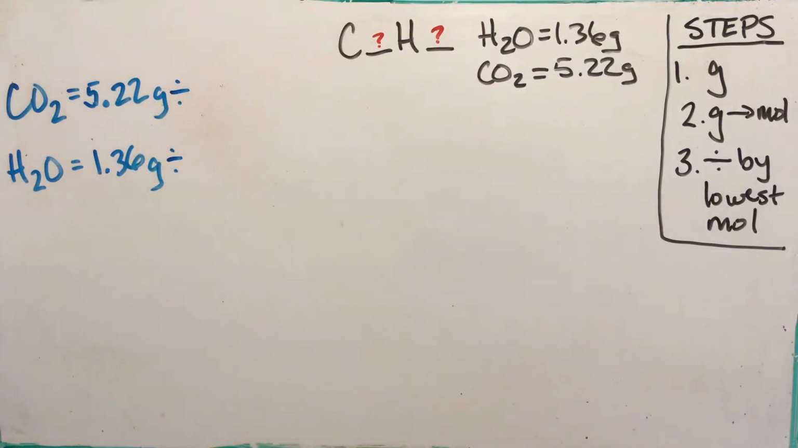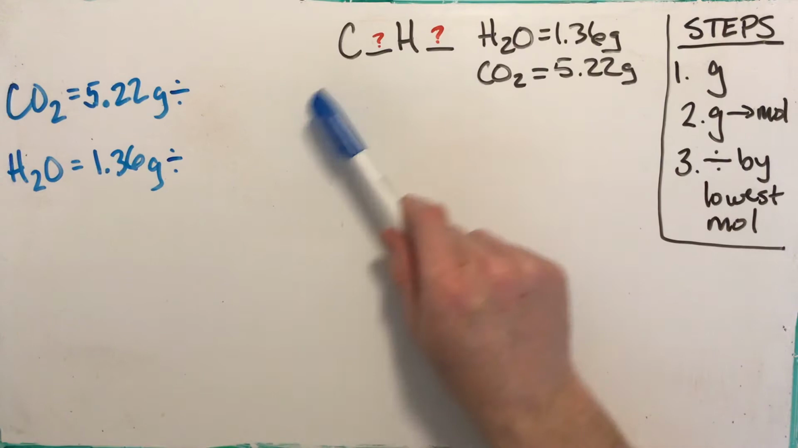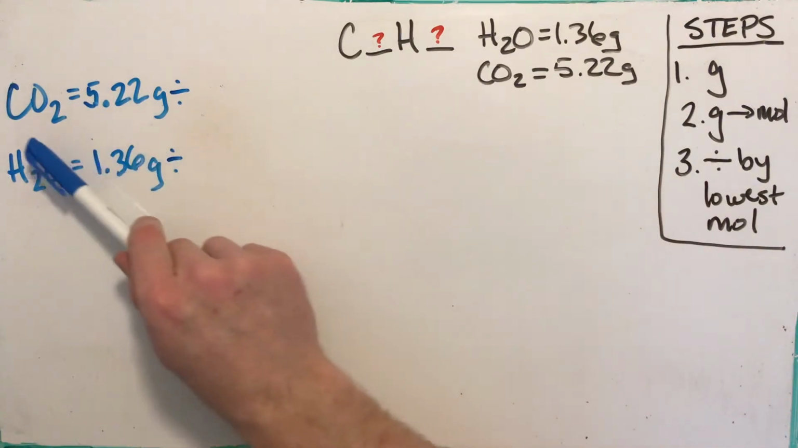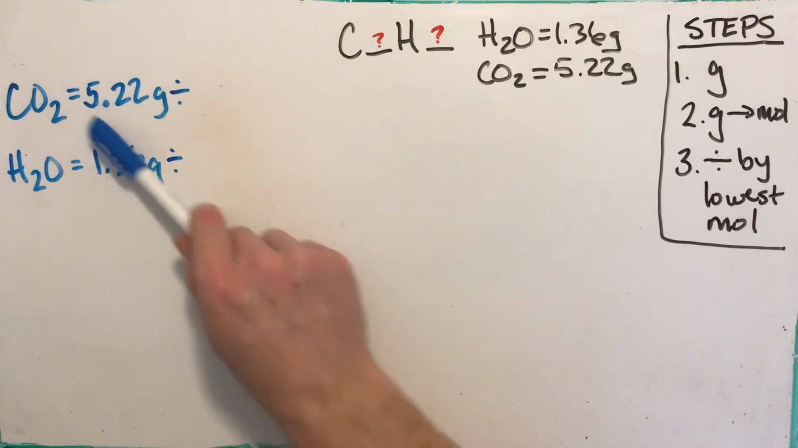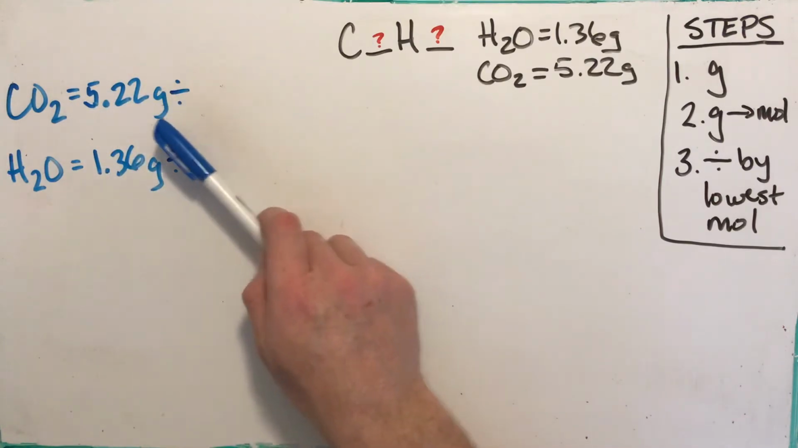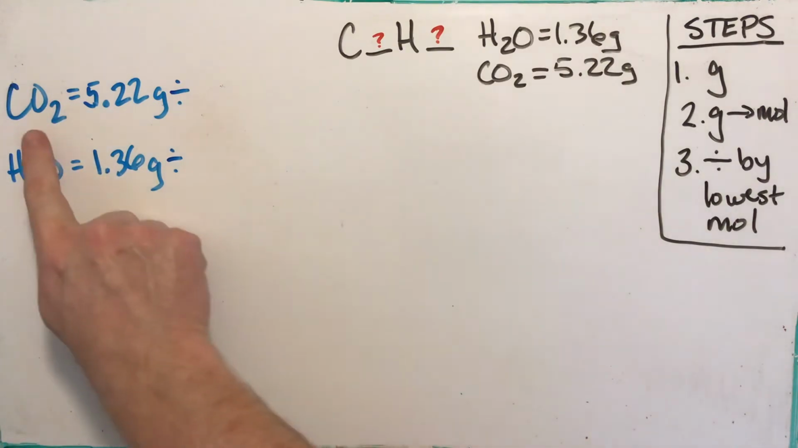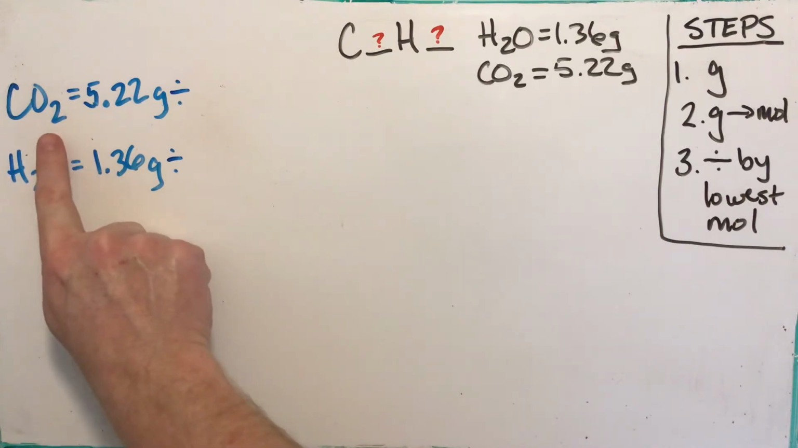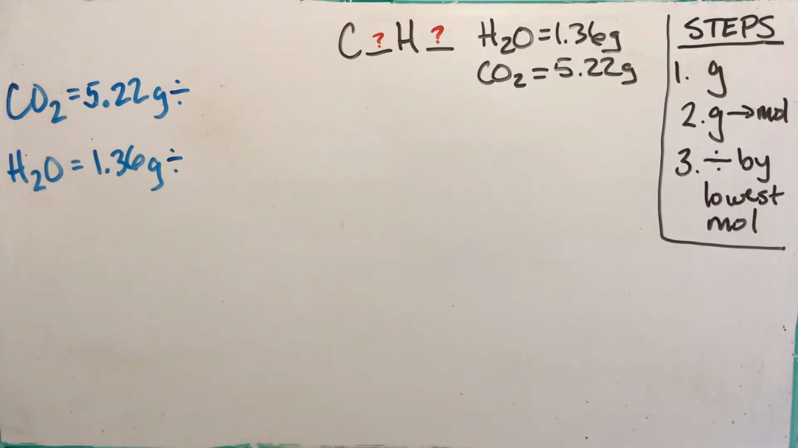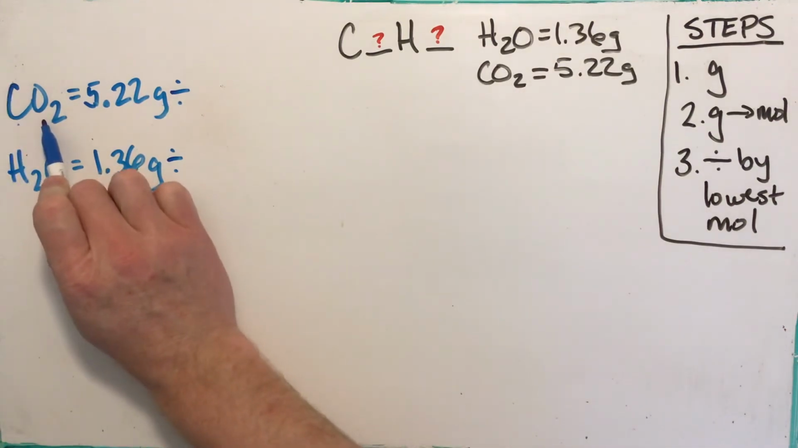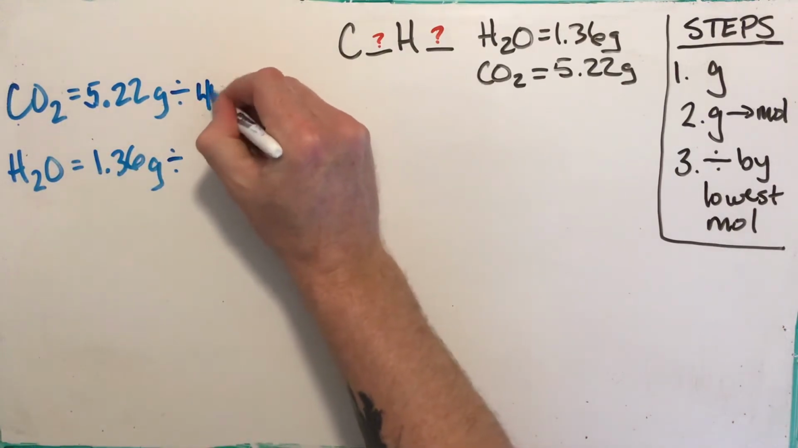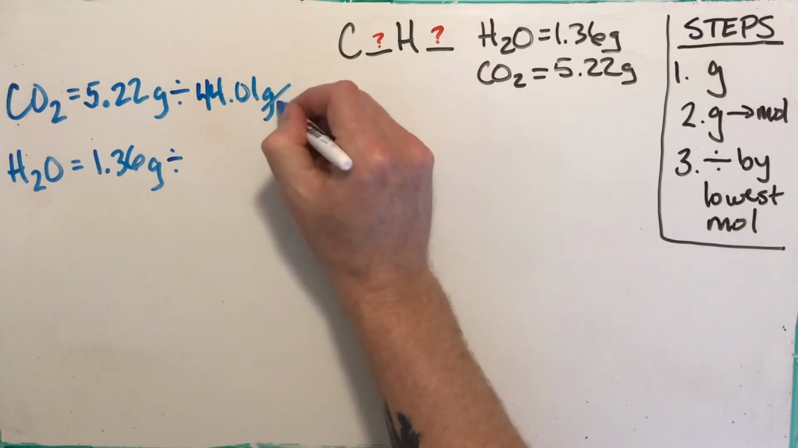Now, here's a little bit of a change from what we did before. I know I'm looking for carbon, but the mass given is not carbon. It's carbon dioxide. So this 5.22 grams is not just carbon. It's carbon and oxygen combined. So I have to divide it by the molar mass of carbon dioxide. So 2 oxygens plus a carbon using my periodic table. So when I add 12.01 plus 16 plus 16 for the second oxygen, I get 44.01 grams per mole.